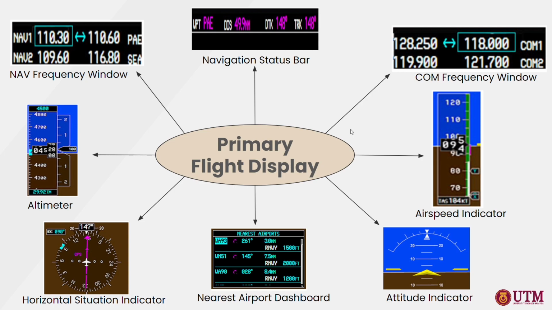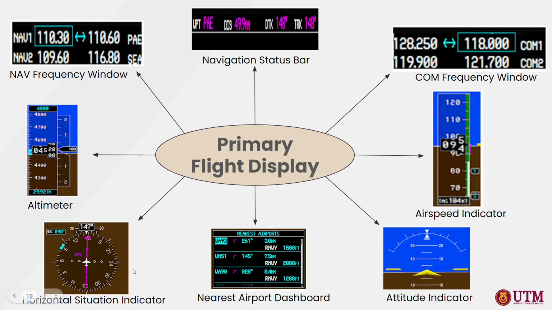And the third one is the communication frequency window, which displays active and standby frequency for dual VHF transceivers. And the fourth one, we'll be talking about the altimeter, which displays the barometric altitude in feet on a moving tab, and indicates the approximate altitude that will be reached in 6 seconds given the current vertical speed. And the fifth one is the airspeed indicator, which displays the aircraft's current airspeed on a moving tab.